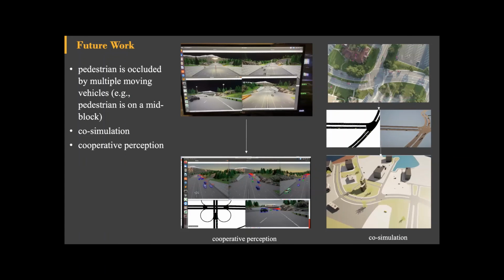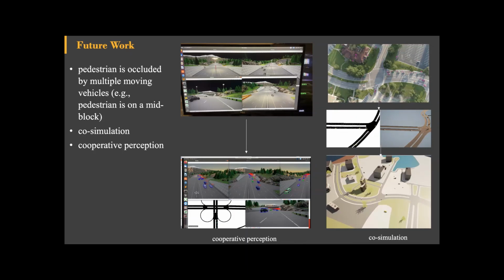Here's our future work plan. We can add more different scenarios, for example, pedestrians occluded by multiple moving vehicles, or pedestrians on the median crossing with a PHB or other type of pedestrian lighting. We are also conducting co-simulation right now. As you can see on the right side, we get the real data and calibrate with the real vehicle data and put it into SUMO and then link to CARLA.